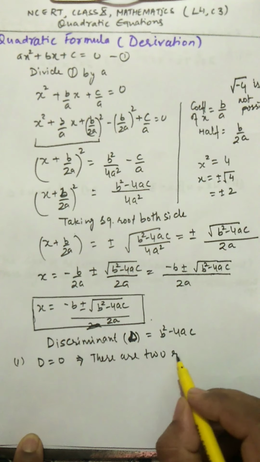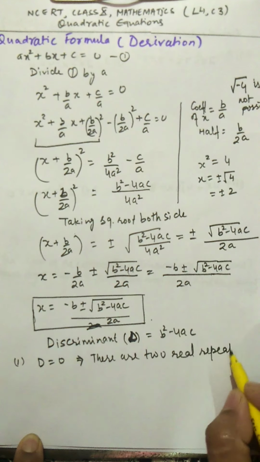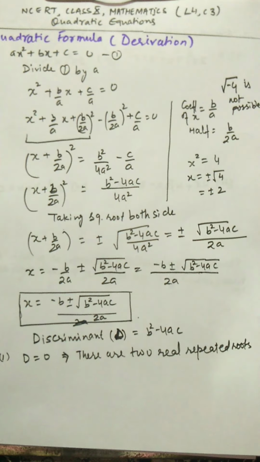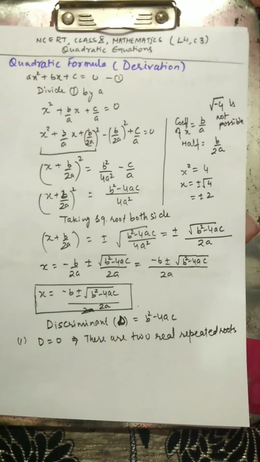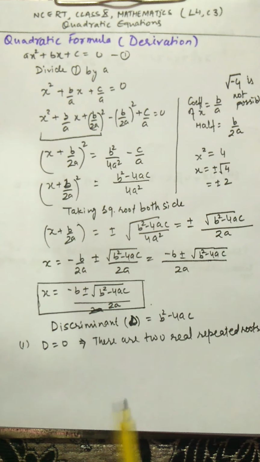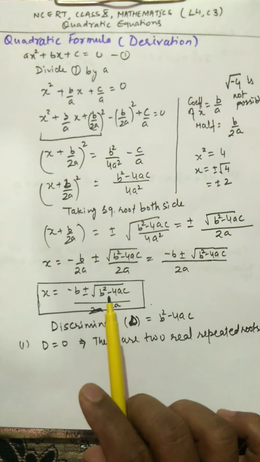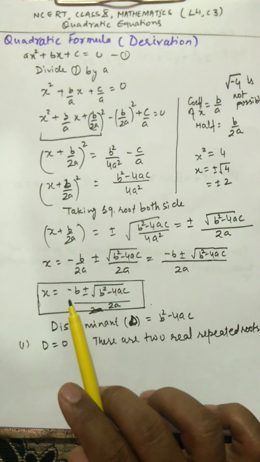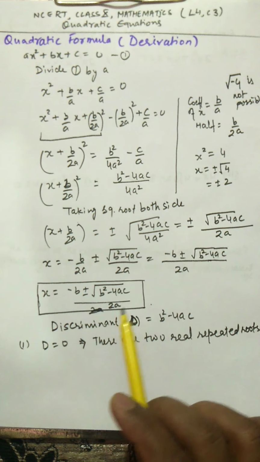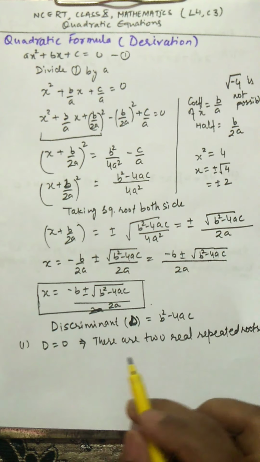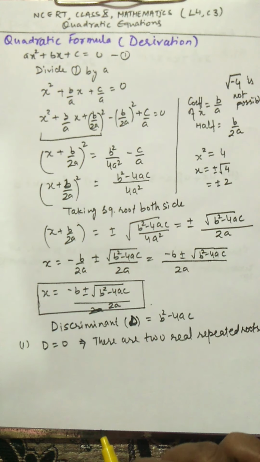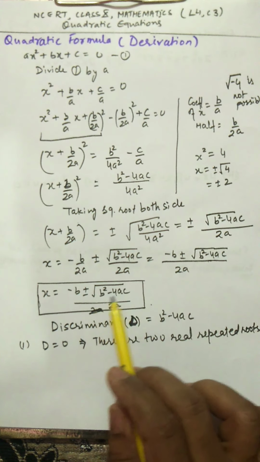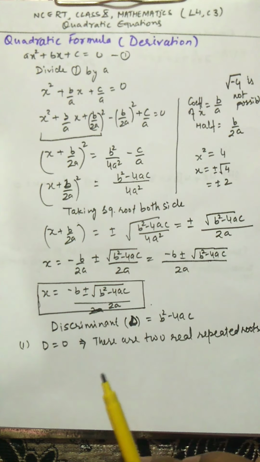That capital D, if it is 0, it implies that there are two real repeated roots. So there are two repeated roots, and I would like to discuss why repeated roots. Because you see, if the value inside this square root is 0, then x will be equal to minus b upon 2a. So x equal to minus b upon 2a is the only root, and it is repeating in nature. So if D equals 0, you put D equal to 0 here, then your x will be minus b upon 2a. That's it.